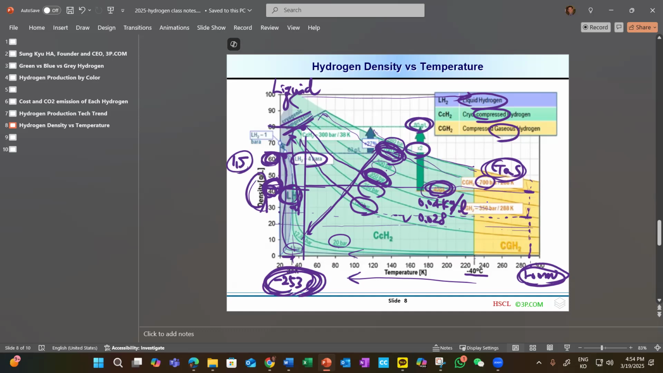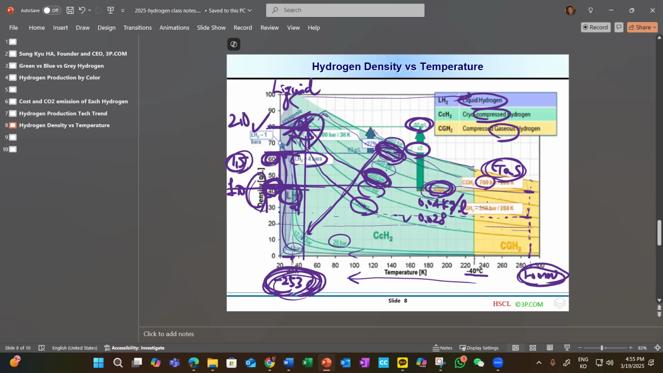So density here, and density here, and density here. This is the 700 bar, this is a liquid, and this is the cryogenic compressed. 350 bar is the highest, so this is 2.0 times and 1.5, compared to 1. So this is the most ideal point. We don't have to go down to minus 253, but we have to keep the pressure at like 350, which is much safer than 700 bar.